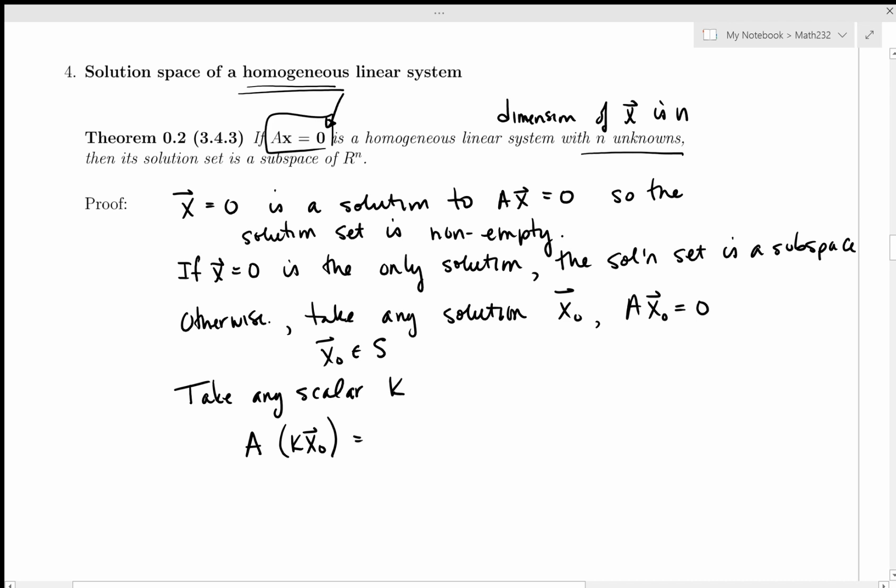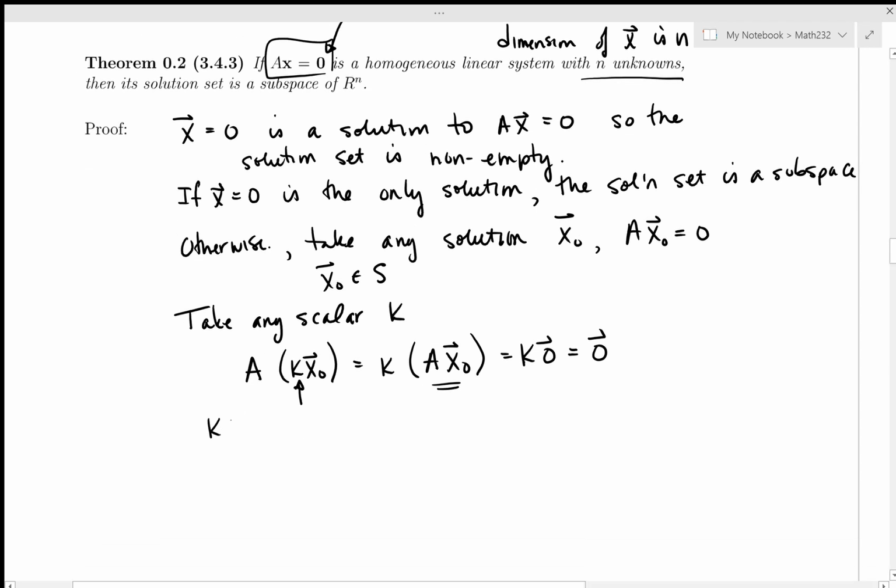We know we can move k out because this is a scalar, and we've learned that we can write it this way. This is a legal situation. And we already know that A x naught is equal to 0 because x naught is a solution. So this is equal to k times the 0 vector, and that is 0. Sometimes I just write 0, sometimes I write the 0 vector. You're thinking of the column vector filled with zeros. So that means that k times x naught is also a solution. It's in the solution set, and the solution set is closed under scalar multiplication.